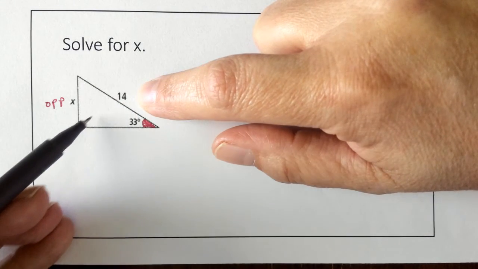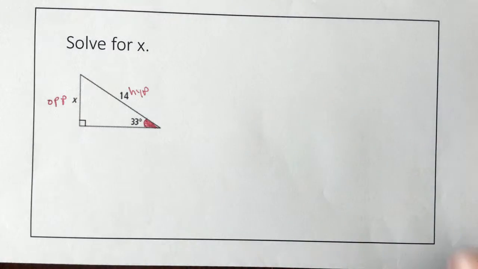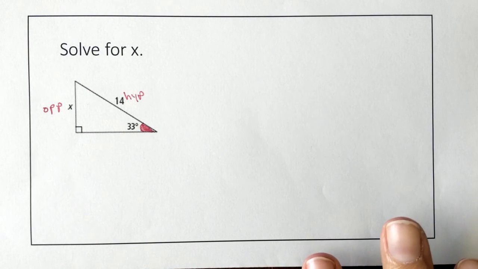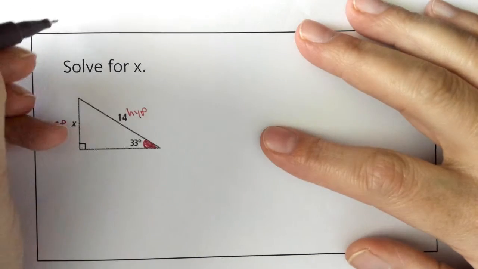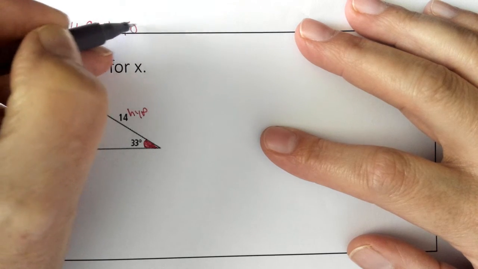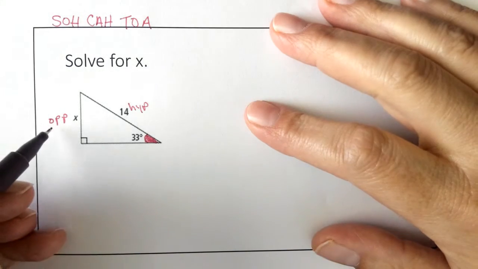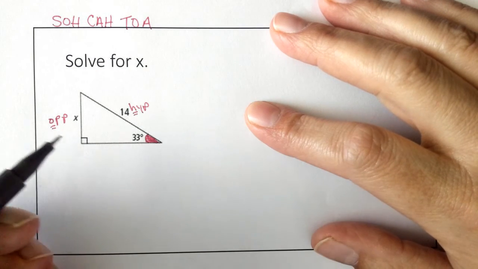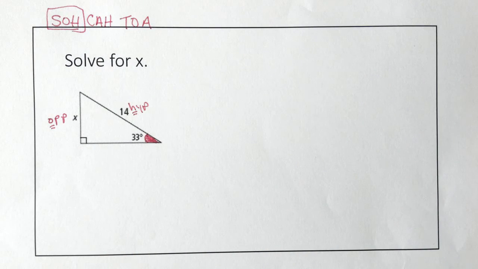14 is opposite the right angle. That's the hypotenuse. I need a trig ratio that relates the opposite leg and the hypotenuse. And I might just jot down for quick reference, SOHCAHTOA. And I notice that O and H, opposite and hypotenuse, go with the sine ratio, which means I have to use the sine ratio to solve this triangle problem.